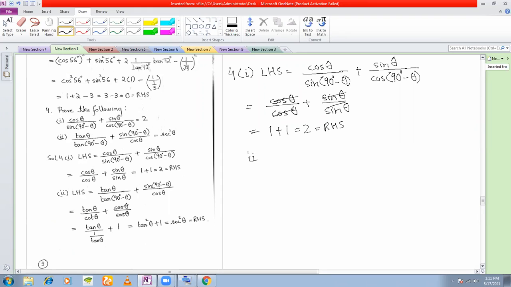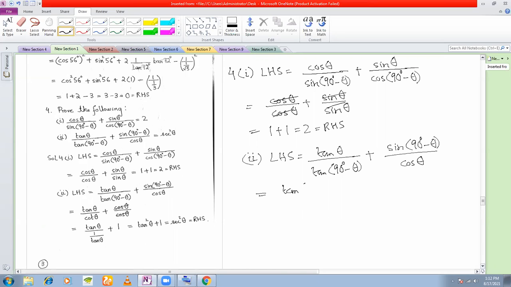And similarly, you have for 2 also. You start from the left hand side. You have tan theta divided by tan 90 degrees minus theta, plus sine 90 minus theta divided by cos theta. You need to prove that this is equal to sec squared theta.